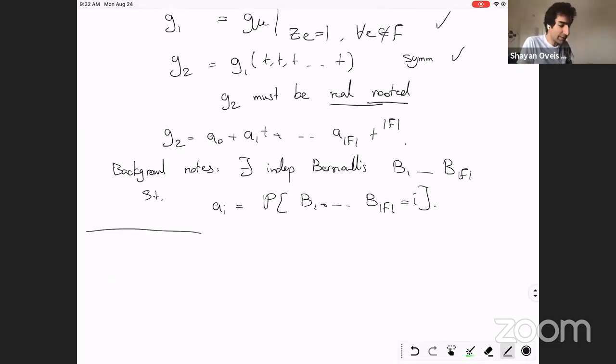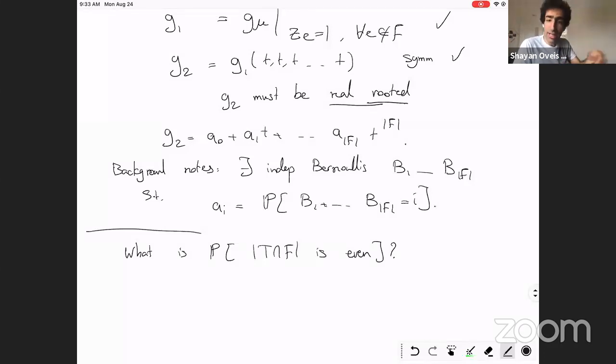Now this fact has a lot of consequences. All of the properties of real rooted polynomials that I talked about in the background notes can be used here. You can say that the sequence a_0 up to a_F is so-called unimodal, it is log concave, and such. In particular, there is this very nice fact: you can study the probability that T intersection F is even, for example.